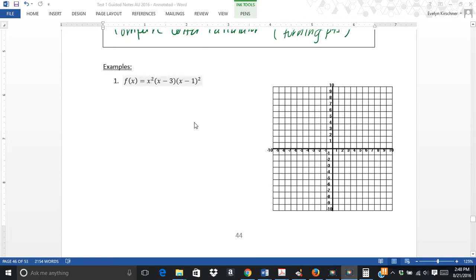Now we're going to take all the information and use those steps, and we're going to try to analyze this function here and draw a graph. So the first thing we want to look at is the end behavior.